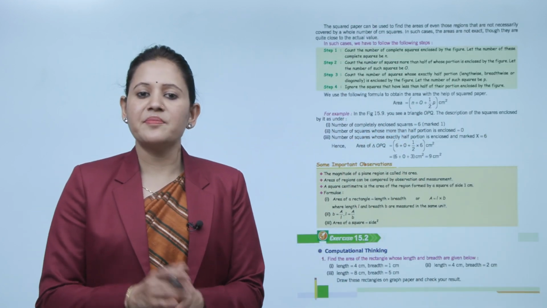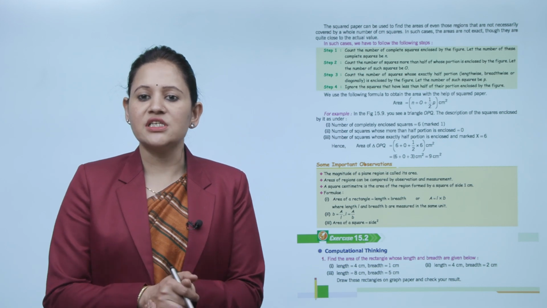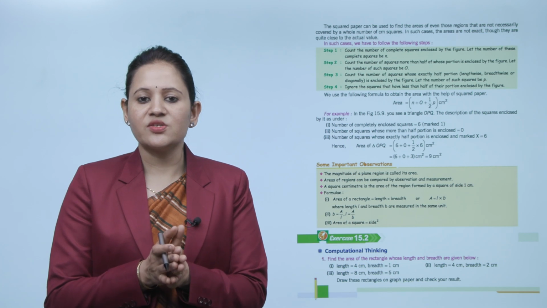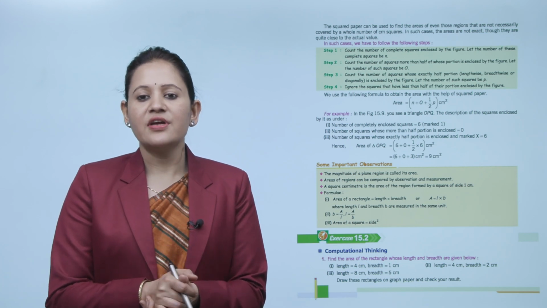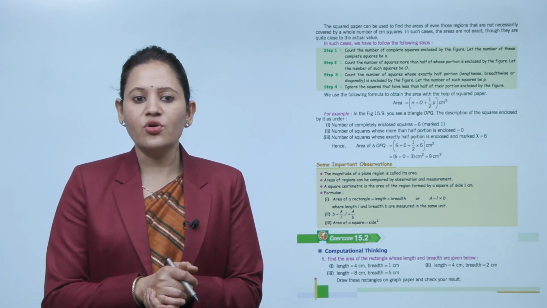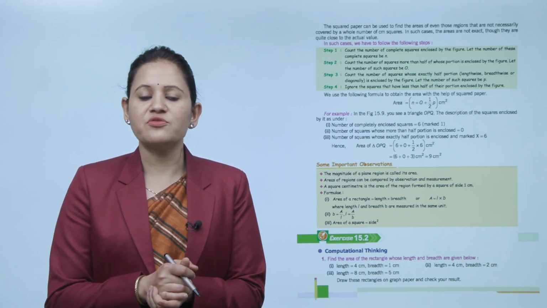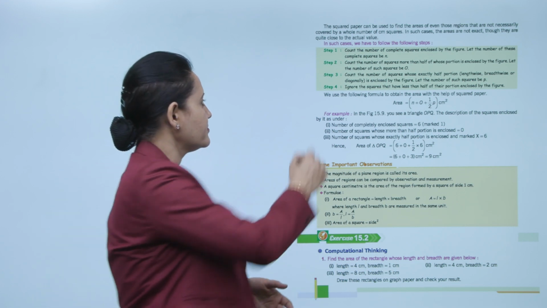The square paper can be used to find the area of even those regions which are not necessarily covered by a whole number of centimeter squares. In such a case, the area is not exact, though it is quite close to the actual value. In such a case, we have to follow the following steps.